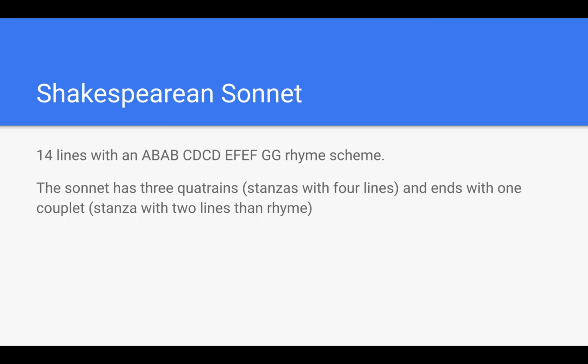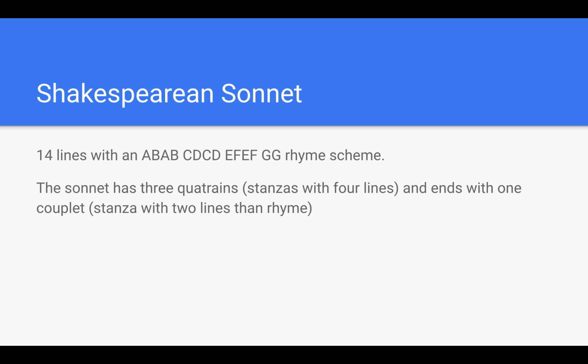So what happens when we put some of these elements together and we put together concepts like structure? Well, if we put together concepts like structure, then we're going to get structured poetry. And structured poetry just means that it has a lot of rules that it has to follow.